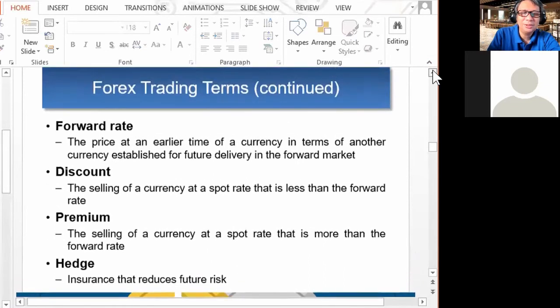Other terms: the forward rate, discount rate, premium rate, and the hedge. So when we say forward rate, it is the price at an earlier time of the currency in terms of another currency, established for future delivery in the forward market. So what does that mean? It's related to our discussion a while ago, the forward contract. You decide on a future exchange rate. So the future exchange rate is what you call your forward rate.